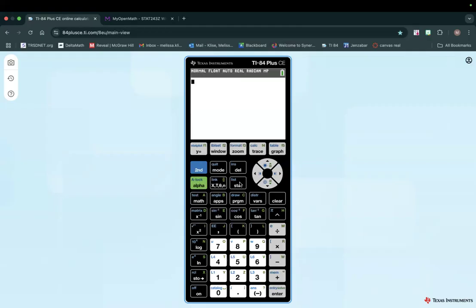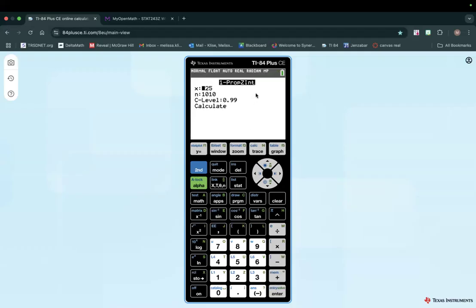So we're going to go to stat, the stat button right here. We've been here before, and go over to tests. So stat, arrow over to tests. You're on this crazy page right here. And we're looking for one proportion z interval. So it's way down here. It's letter A. One proportion z interval is right there, letter A. It just says int here. The whole word interval doesn't fit on my screen.